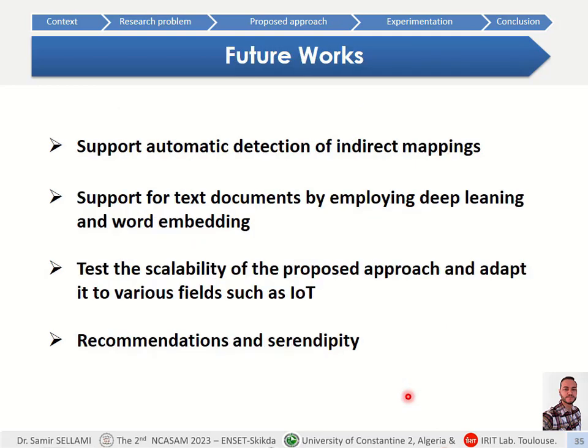As future work, we are planning to add support for new mapping cases and automatic detection of indirect mappings, add support for text documents by employing deep learning and word embedding techniques, test the scalability of our approach and adapt it to other fields such as IoT, and finally to allow recommendation and serendipity.